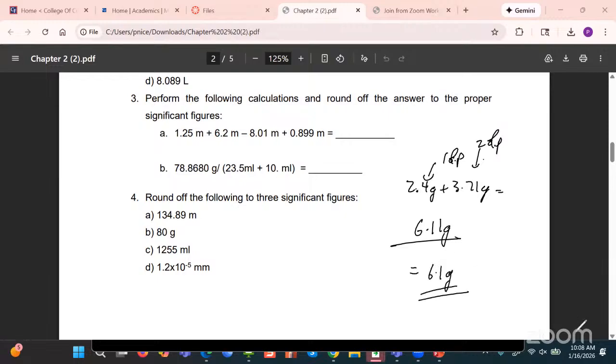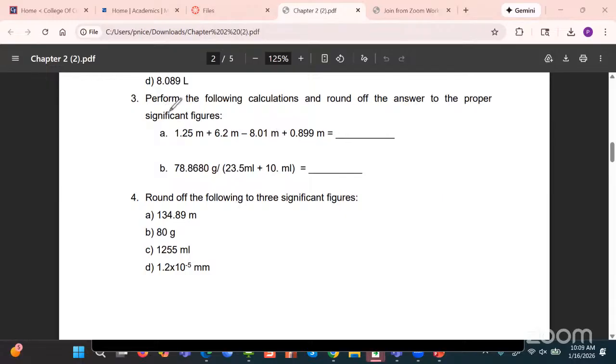And I would do the same thing if I were to do subtraction. I would round off the final answer to the lowest number of decimal places. So just to recap, when you're multiplying or dividing, you round off your final answer to the lowest number of significant figures of the numbers involved in the calculation. If you're adding or subtracting, then you round off your answer to the lowest number of decimal places. Okay, with that said, let me clear this here.